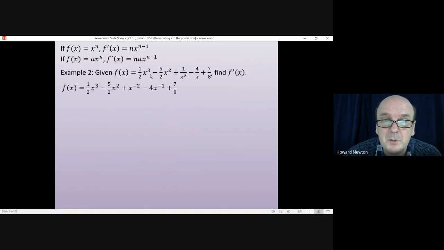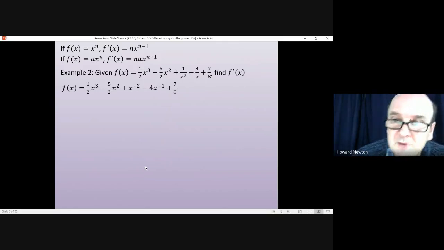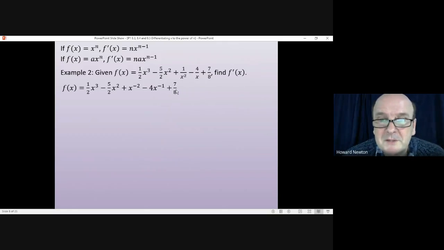So it does help if we just rewrite them in that form. So we don't do anything with the first two terms, but 1 over x squared, that's x to the power of minus 2. Minus 4 over x, that's minus 4x to the power of minus 1. It's very important that you're good at doing these sort of manipulations when you do differentiation. We won't worry about the 7/8. We know that when we differentiate that, we'll get 0. But anyway, now we'll differentiate it one term at a time.